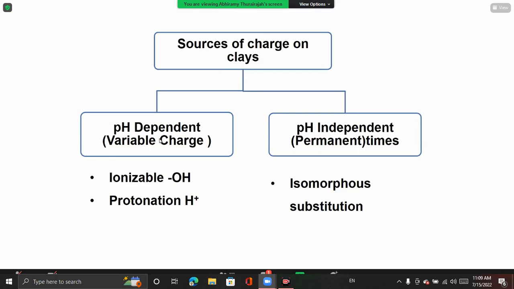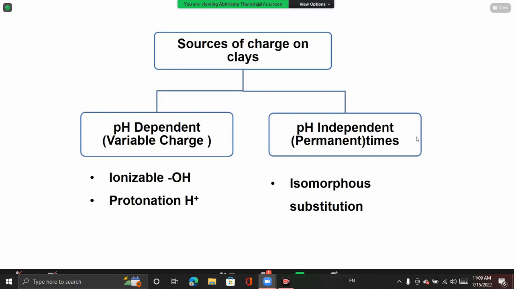pH-dependent charge means it will change with the pH. When the pH increases, the charges may change. Likewise, when the pH decreases, charges may change. It depends on the functional groups and the reactions. Sometimes it may create a positive charge, or sometimes a negative charge. This is through the mechanism of ionization of the OH group, or through the protonation or deprotonation of the H plus ion.